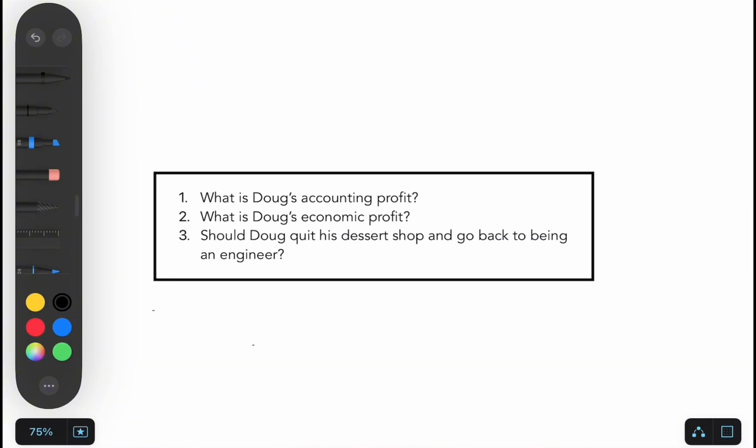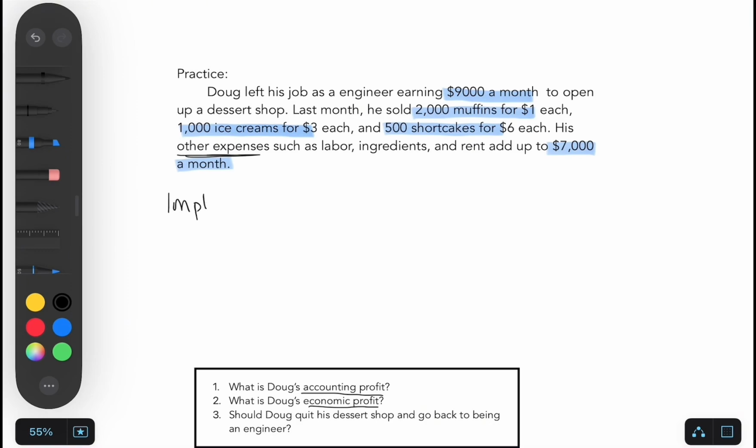So, what is Doug's accounting profit? What is Doug's economic profit? And should Doug quit his dessert shop and go back to being an engineer? So, Doug's implicit costs would be the $9,000 a month, and his explicit costs would be the $7,000 a month.